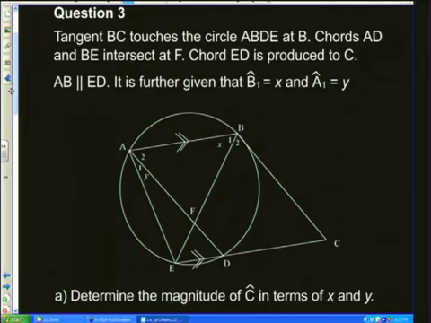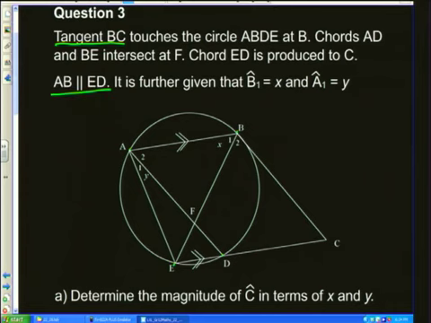Right, let's take out our highlighters and let's make sure we are identifying the important information over here. Tangent, there's the first important word. Tangent BC touches the circle ABDE at B. So obviously making it clear that all of those points are sitting on your circumference. Chord AD and BE intersect at F. Okay, so that's just giving you a bit of detail there that you can see that the lines cross each other at point F. And chord ED is produced. Produced means it's carried on in a straight line. Okay, so it hasn't changed angle. It's just continued in a straight line to C.